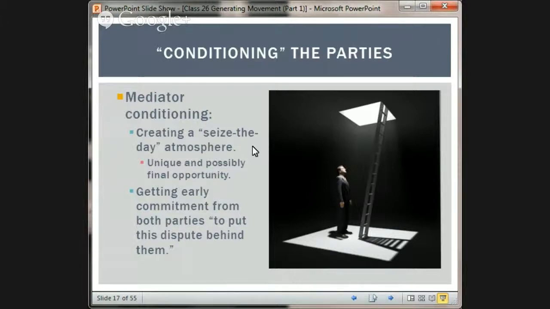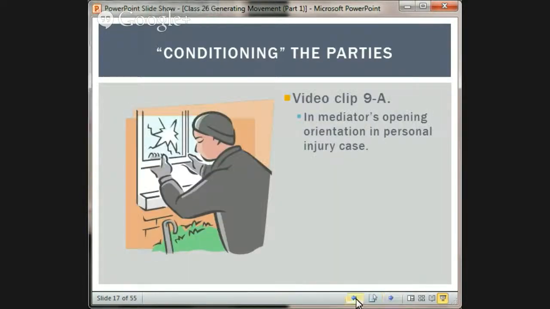Another way is getting an early commitment from the parties to put this dispute behind them. So again, that's also going to set up that consistency persuasion technique later on, when they aren't moving in a direction that would put it behind them. There's a video clip that shows a mediator's opening orientation in a personal injury case, in which the mediator does some of this work.